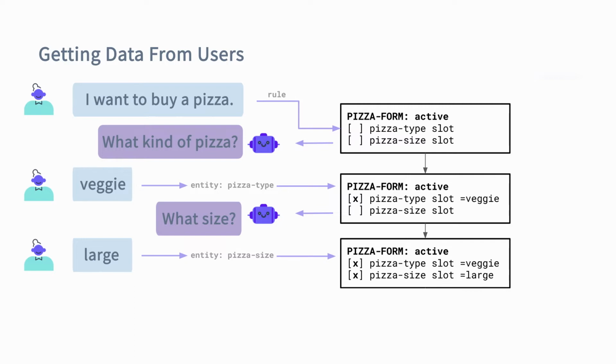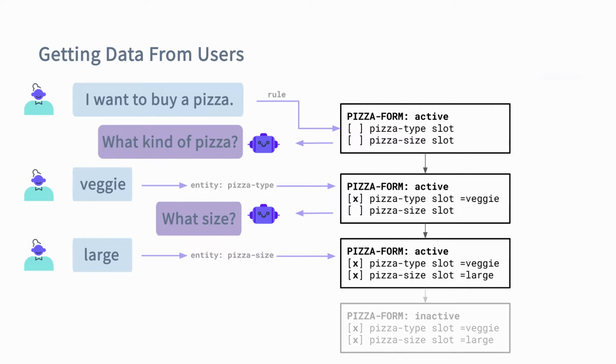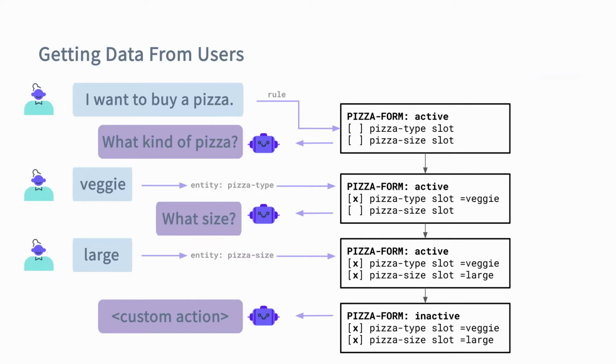At this point in the for loop, the form will recognize that there are no more slots to ask for. The form has all the information it needs, and that means that the form can become inactive. Once a form is inactive, the dialog manager kicks back in to predict the next action it should take. And in this case, we might configure a rule to perform the pizza ordering custom action.